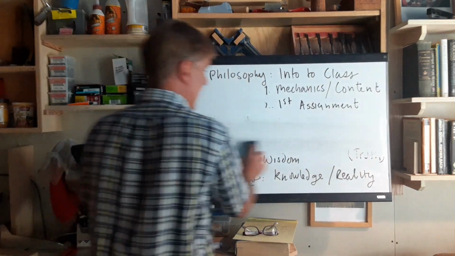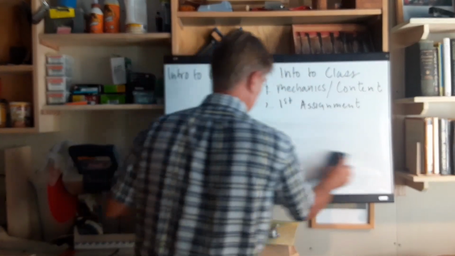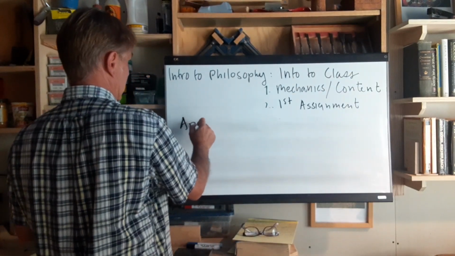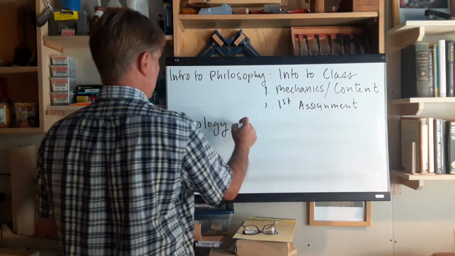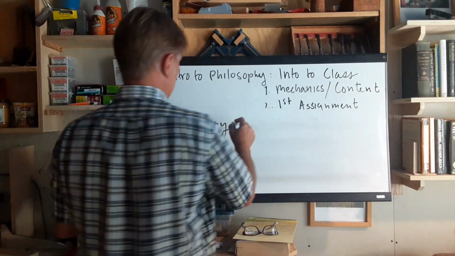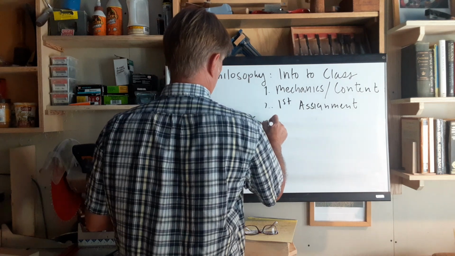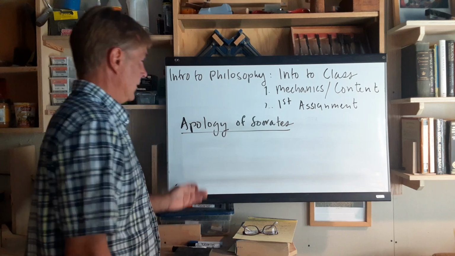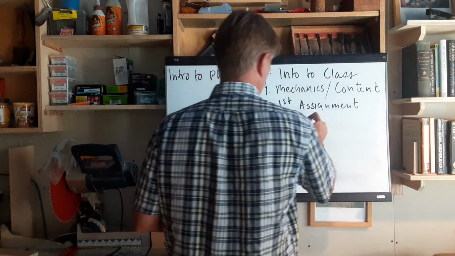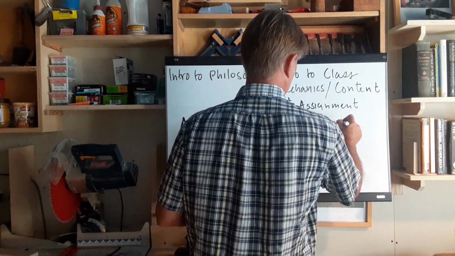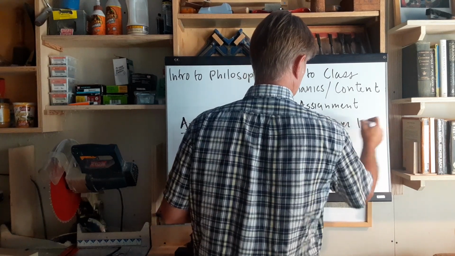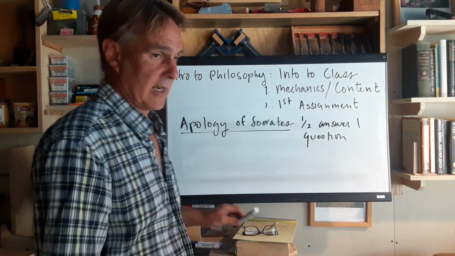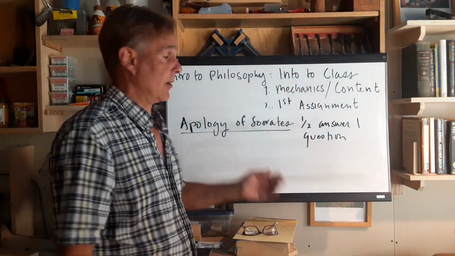So now I want to give you your last assignment. And that's on the Apology of Socrates. Or did I say last assignment? First assignment. Now, the assignment is to read half of it and answer questions. Actually, one question. I give a set of 3 questions. You can pick one and write a paragraph.